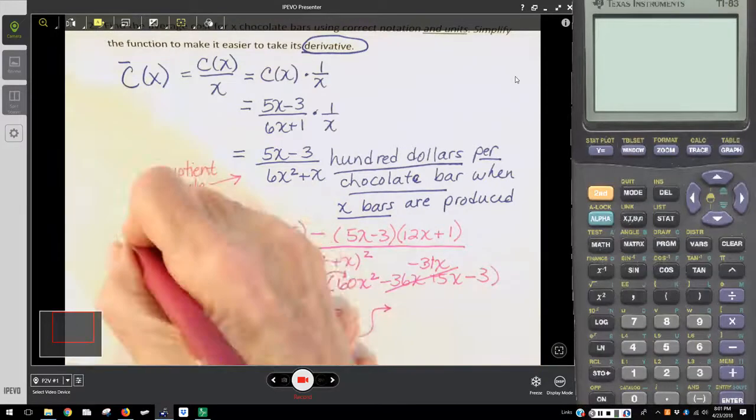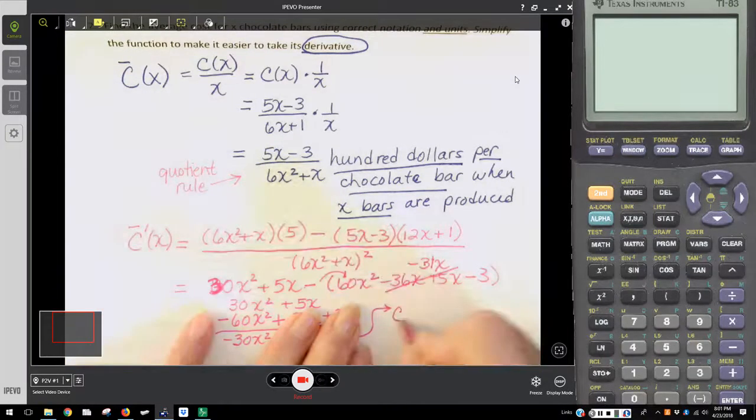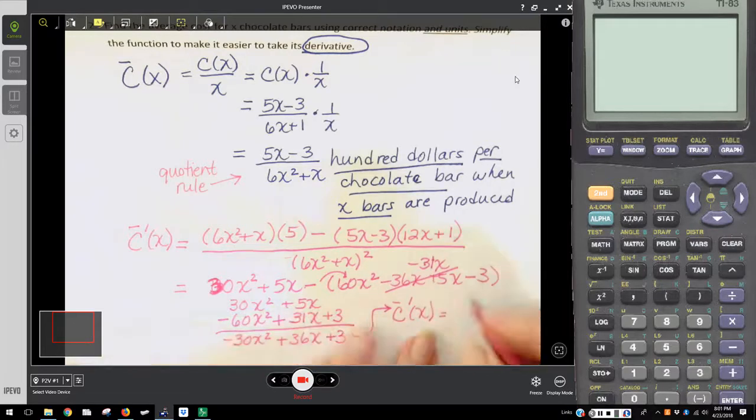I'm sorry, I left my bar off over here. So C average prime of x is equal to negative 30x squared plus 36x plus 3 over the quantity 6x squared plus x quantity squared.